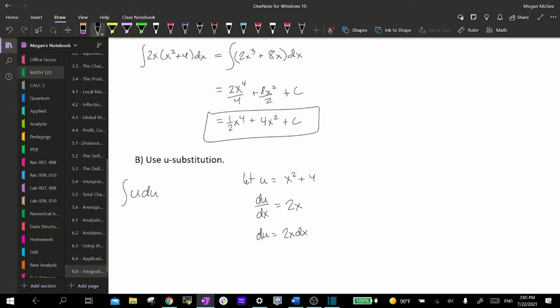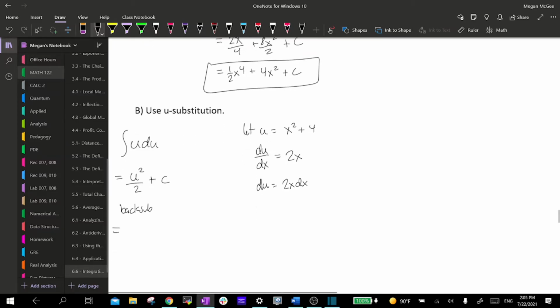Okay? So let's go ahead and calculate this. This is just going to be u squared over 2. We can't forget our constant. Okay? And then we need to plug back in our original variable. So we need to back sub. So we get (x squared plus 4) squared over 2 plus c.